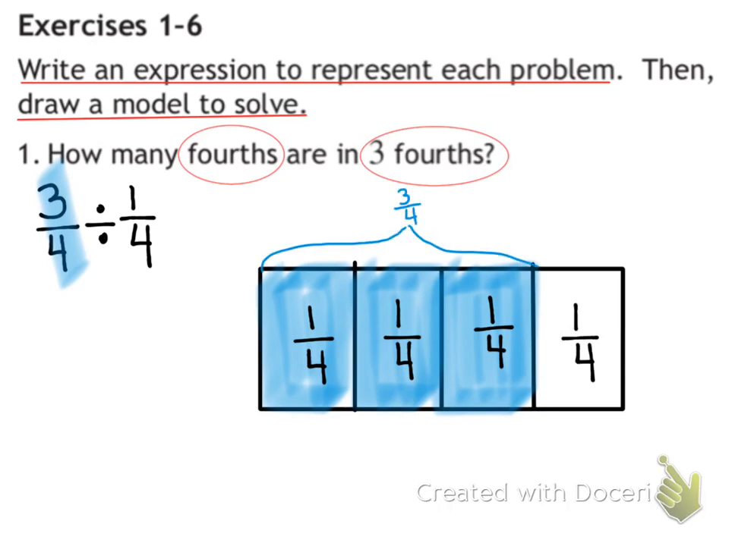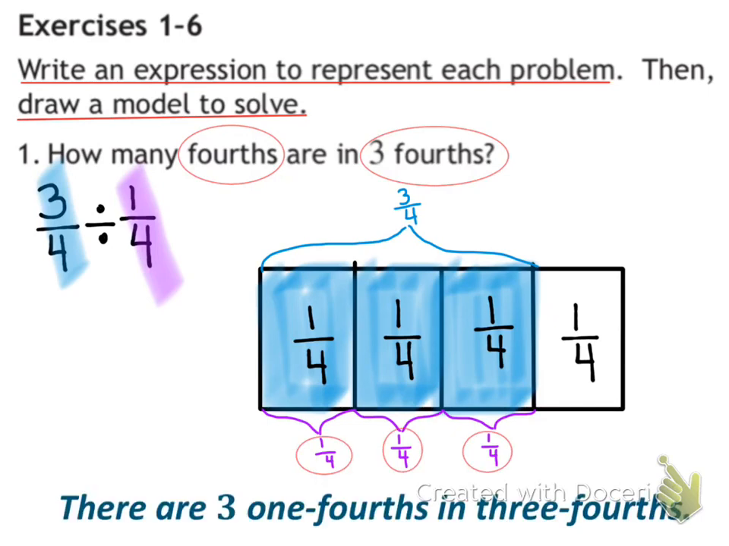And now I need to see how many 1/4s are in 3/4. And this is a little bit easier because we're only grouping them by 1. So here's one group, two groups, three groups, right? 1, 2, 3. There are 3 1/4s in 3/4. So I can conclude that 3/4 divided by 1/4 equals 3.